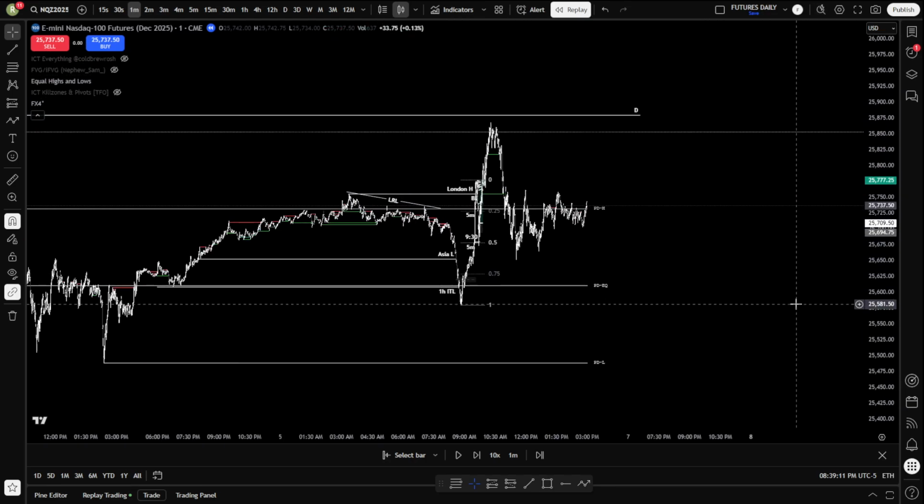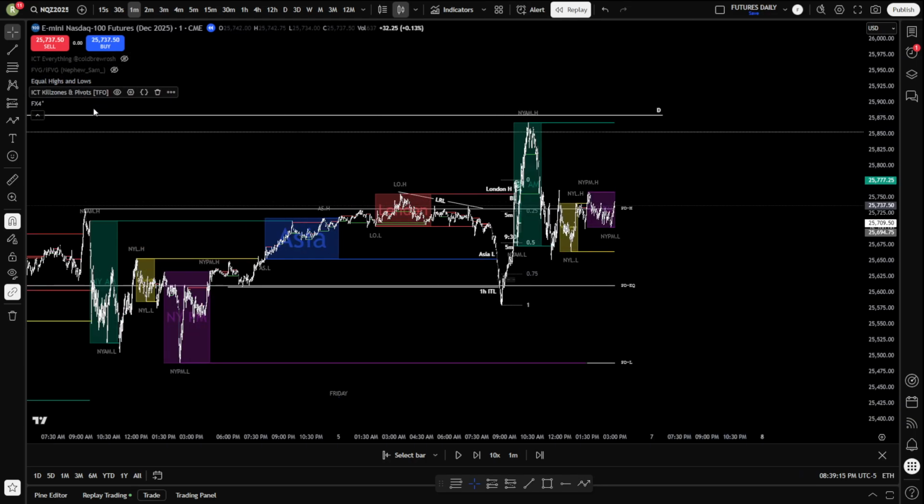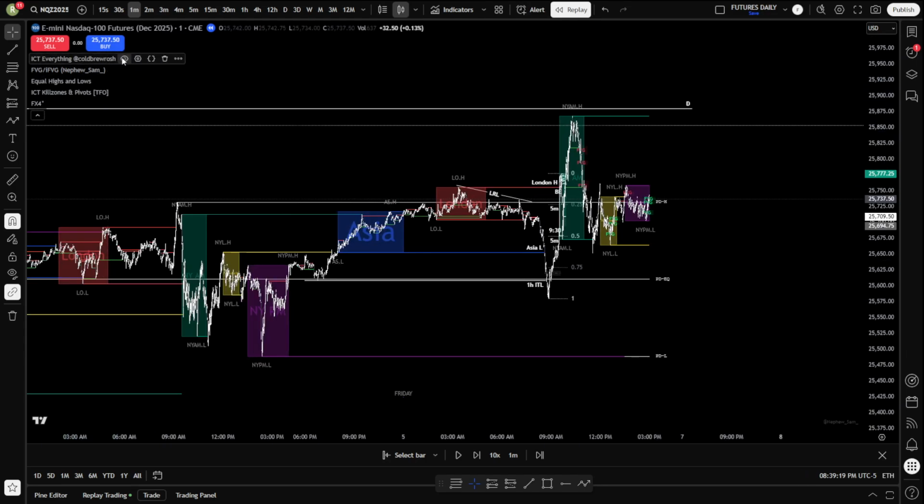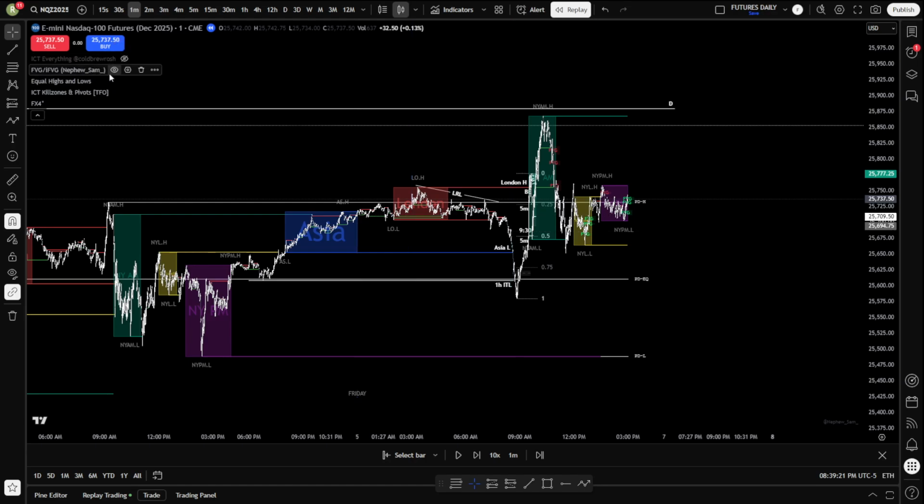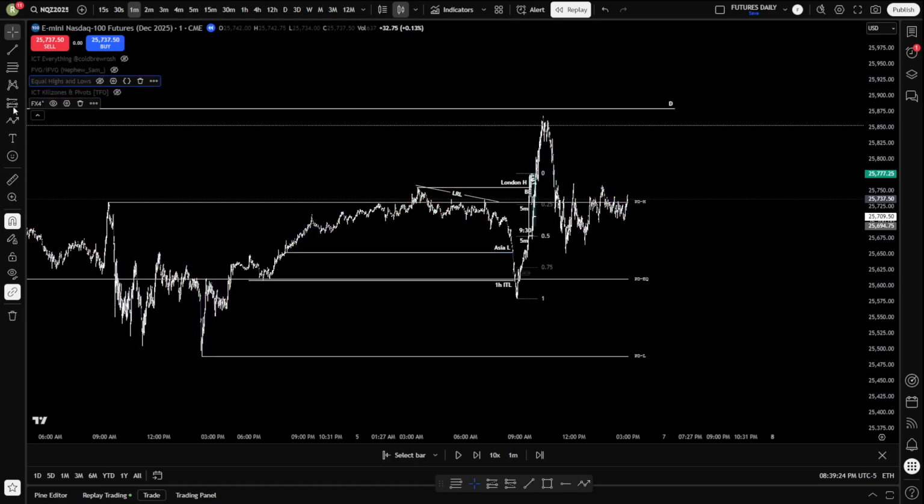I use fair value gaps, inversions, and then I use session liquidity. I use these indicators, and that's it. It's super, super simple. You want to start with the higher time frame and just move down. But yeah, hope that was easy to understand.